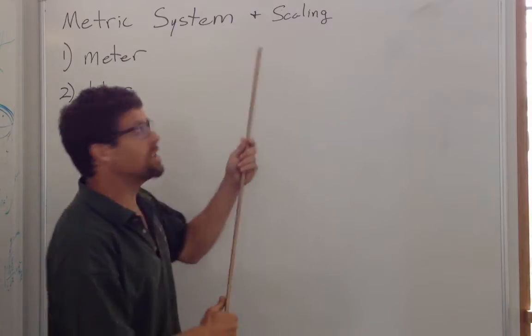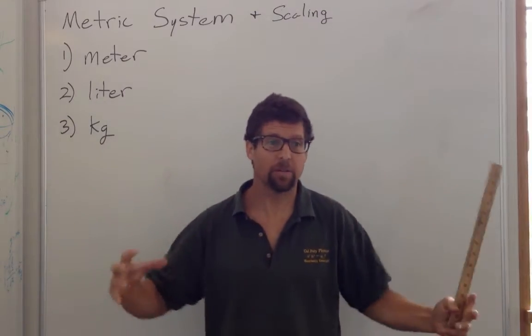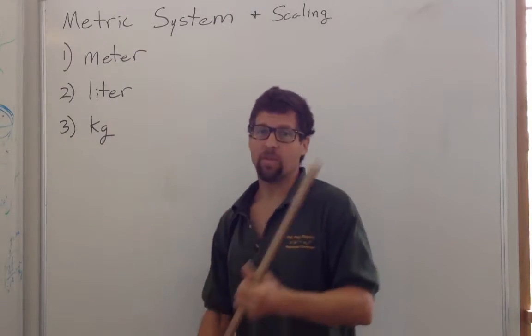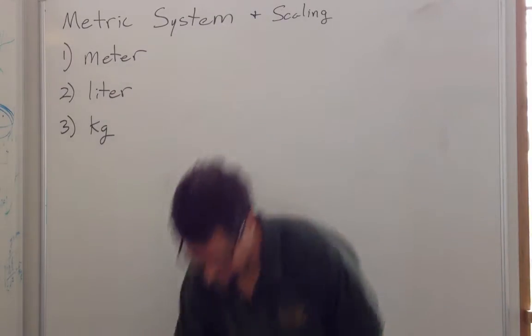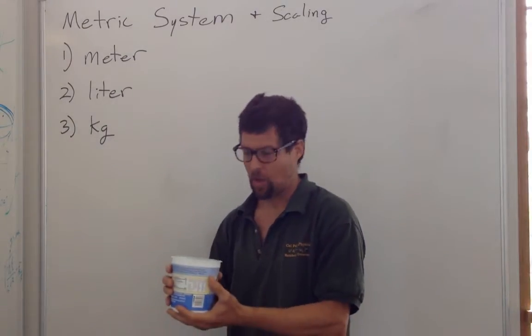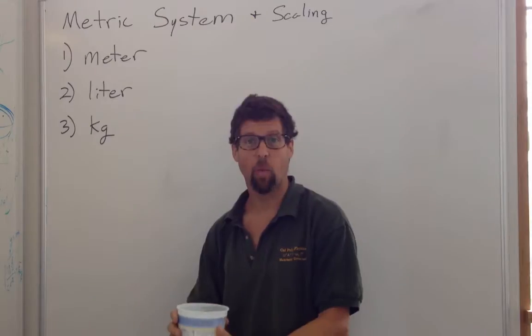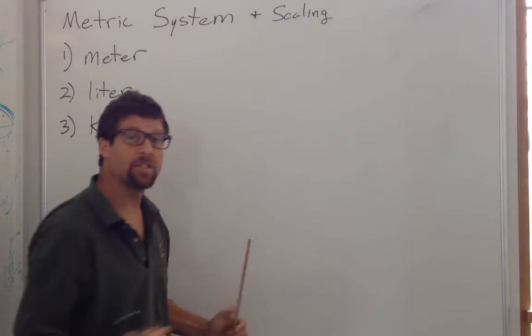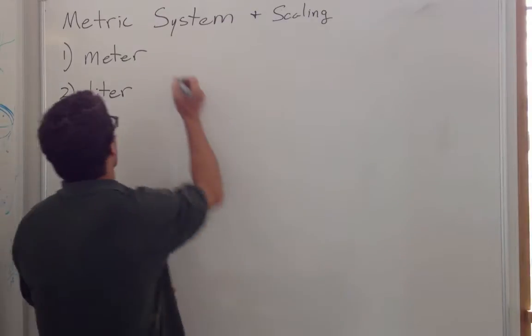The metric system and scaling. Scaling is how characteristics change when you change size. The metric system is based on the meter, on the liter, and on the kilogram, which is the mass of 1 liter of water. Okay, let's know our prefixes.